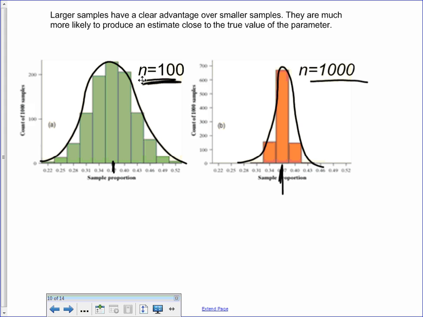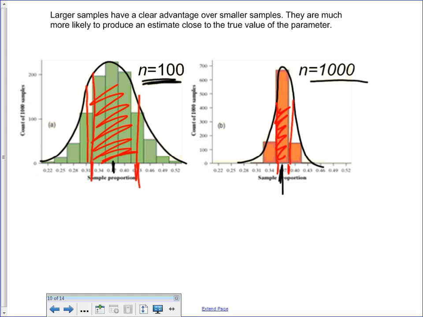Well, in real life, we're only going to do one sample. So in real life, that looks like one standard deviation out there. 68% of the time we're going to wind up between here and here. If we take 1,000, then in real life, 68% of the time we're going to wind up between here and here, because that's one standard deviation away. And so the narrower that distribution is, the more likely we are to be closer to the center. So the larger the sample size, the more accurate our estimate will be.